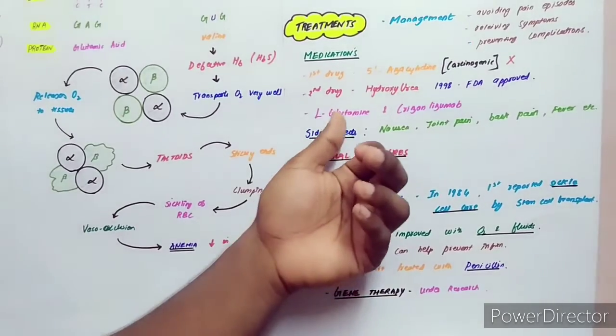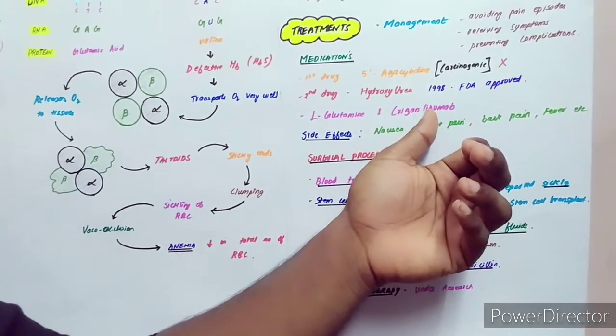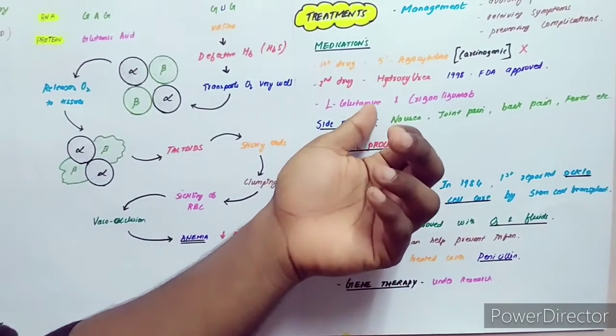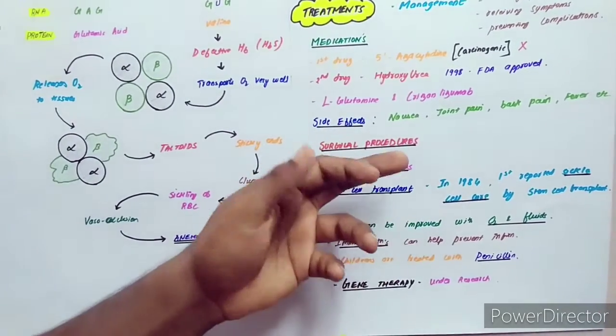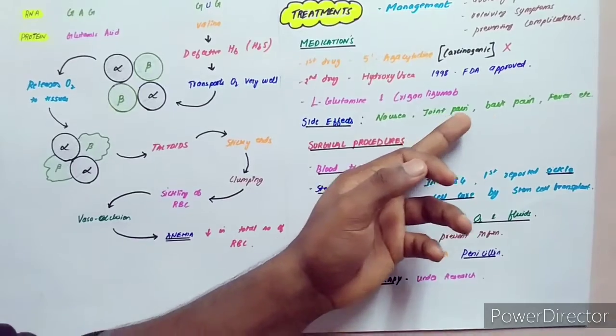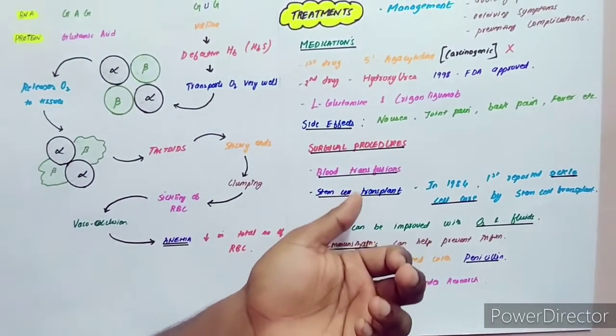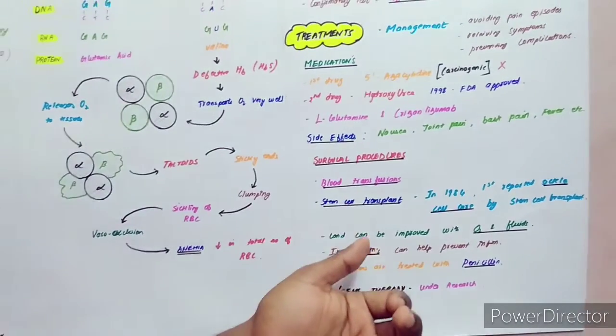Also, drugs like L-glutamine and crizanlizumab are taken. These are FDA approved drugs. Side effects include nausea, joint pain, back pain, fever, etc. And the surgical procedures include blood transfusion and stem cell transplant.